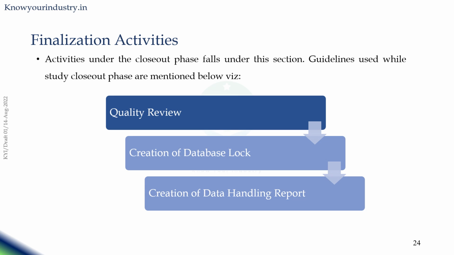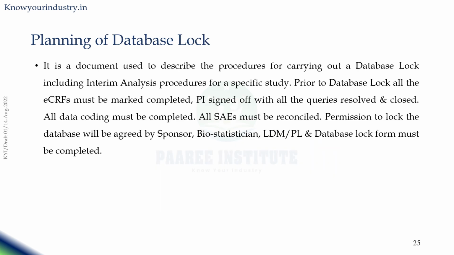Finalization activities. What are all the final activities in the data management process? Those include a final quality review, creation of the database lock, and creation or updating of the data handling report. Planning of database lock: it is a document used to describe the procedure for carrying out DB lock, including interim analysis for a specific study.